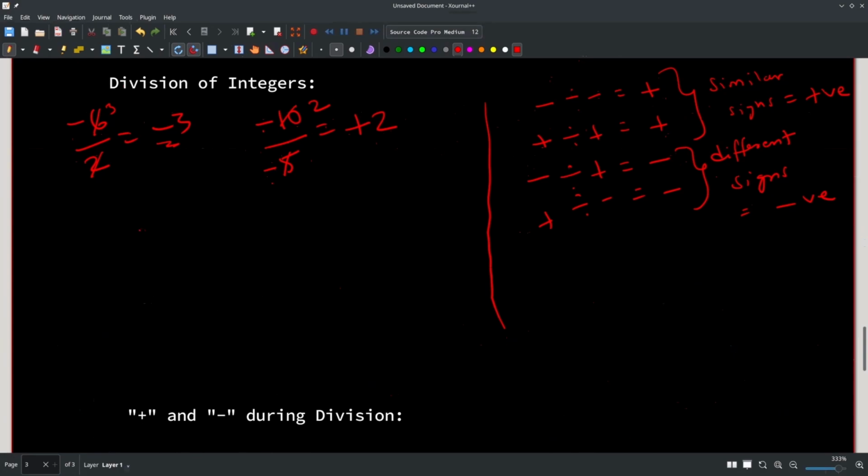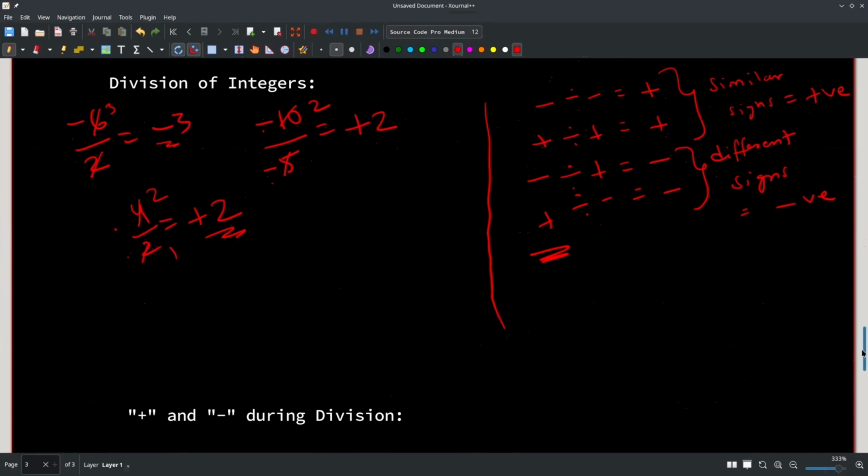Let's go check for 2 positive ones. Basically, let's take 4 divided by 2. You're going to get positive and positive same signs, hence positive. Therefore, you have 2 twos are 4. 2 ones are 2. Therefore, you have, according to these rules, you have your signs. And division is according to normal division. I hope this is clear to you.